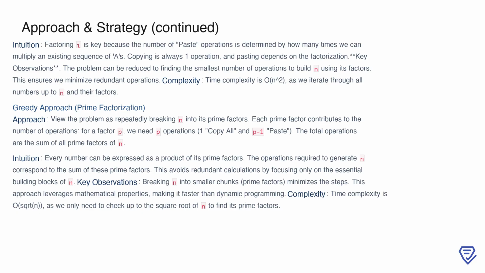Additionally, we also considered a greedy approach based on prime factorization. Here, n is broken into its prime factors, and each factor contributes to the total number of operations. For instance, a prime factor p requires one copy all operation and p minus 1 paste operations. The total steps are the sum of all prime factors of n. This method is highly efficient, with a time complexity of sqrt n, as we only need to check up to the square root of n to find its prime factors. However, it's less intuitive and harder to generalize compared to dynamic programming.